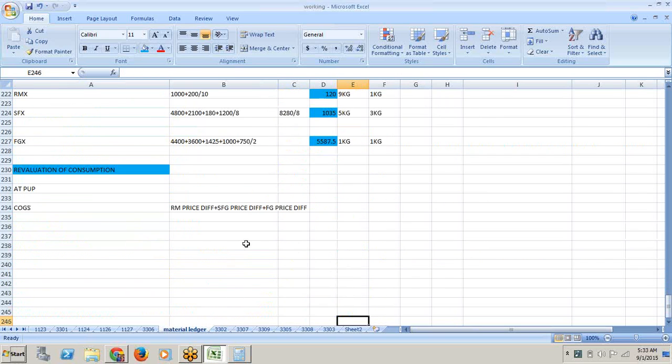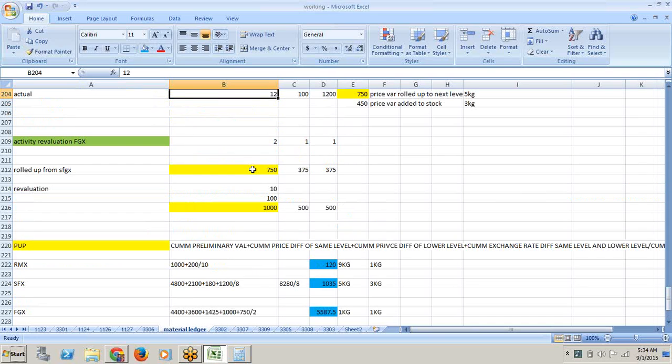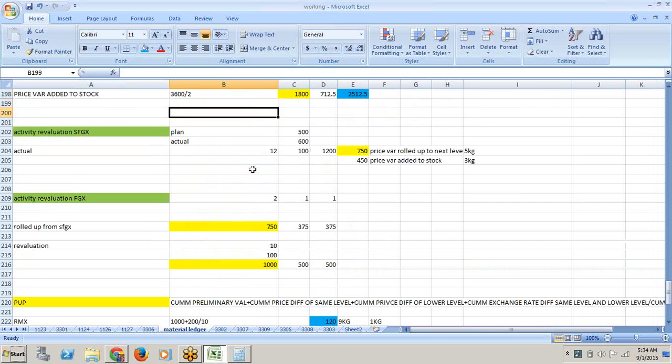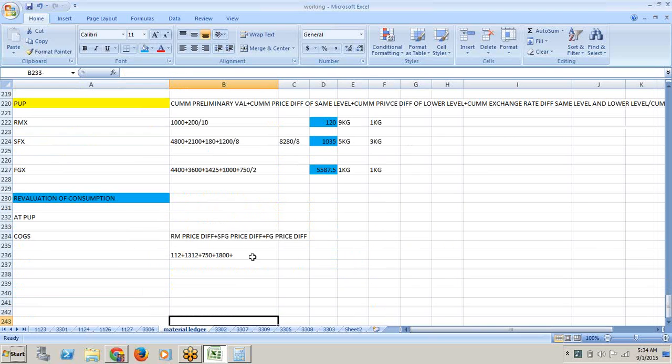Okay. So what I can see here is raw materials price difference is 112 plus semi-finished goods is 1312.5 plus activity price difference is 750 plus 1800. This is the price difference. 1800 is finished goods price difference, plus at this finished goods level, that is SFG level, 750. At this finished goods level, again 1000 rupees is the price difference.